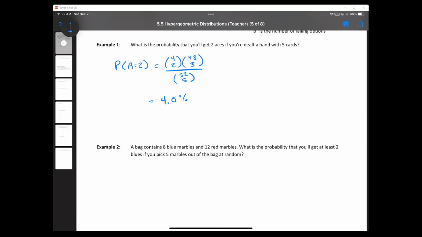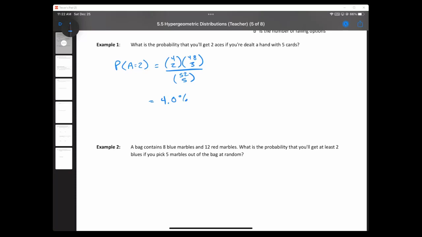Wait a second, that seems kind of high. Let me just double check that. Yeah, I did it again. It's still 4%. Okay, so even though I was wrong about being wrong, so I'm trying to make sure my brain gets that statement correct. I was wrong about being wrong.